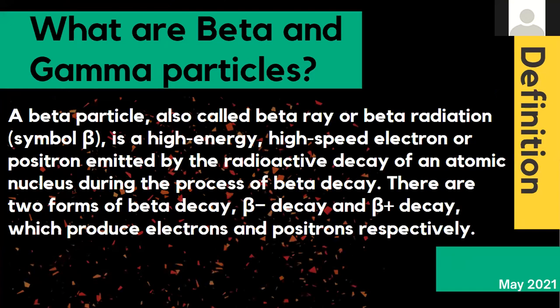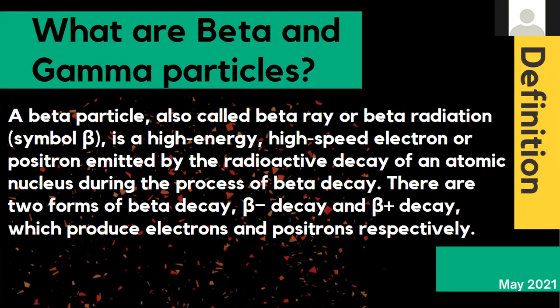So what are beta and gamma particles? A beta particle, also called beta ray or beta radiation, symbol β, is a high energy, high speed electron or positron emitted by the radioactive decay of an atomic nucleus during the process of beta decay. There are two forms of beta decay, which are beta minus decay and beta plus decay, which produce electrons and positrons respectively.